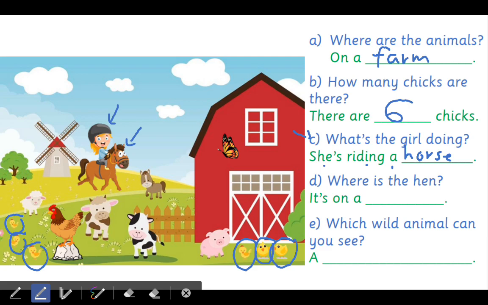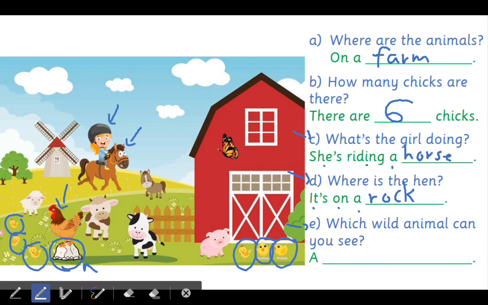Good job. Next activity. Where is the hen? Look at the hen. The hen it's on what is this? It's on a, very good. You remember. It's on a rock. 1 rock, 2 rocks, 3 rocks, 4. Very good. And which wild animal can you see?